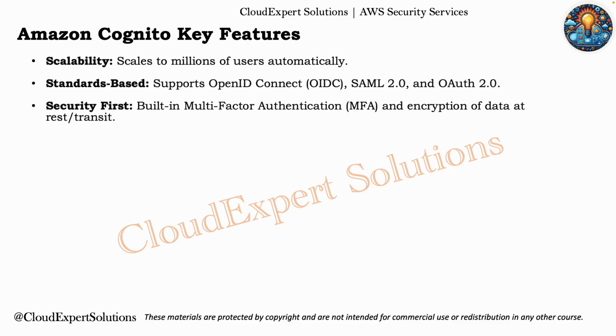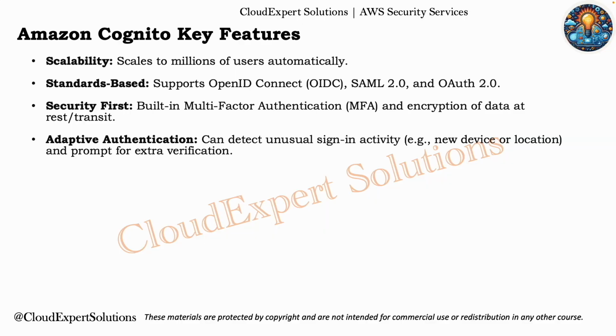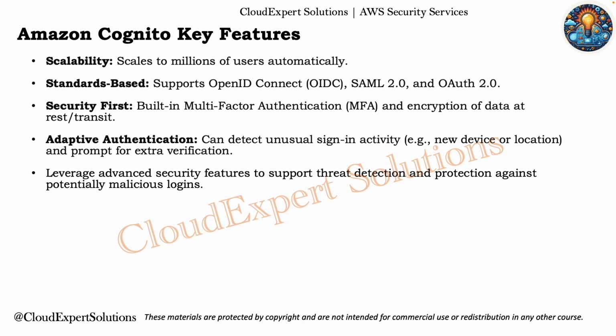Security is a top priority. Cognito is security first, with built-in multi-factor authentication along with encryption for data both at rest and in transit. It also supports adaptive authentication. Cognito can detect unusual sign-in behavior like a login from a new device or a new location, and it automatically provides additional challenges to validate users' identity like maybe a CAPTCHA code or two-factor authentication. Cognito detects these anomalies using advanced threat detection features, and it helps you identify and protect against suspicious or malicious login attempts.